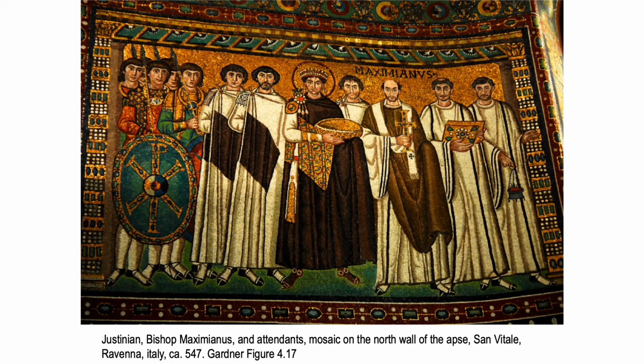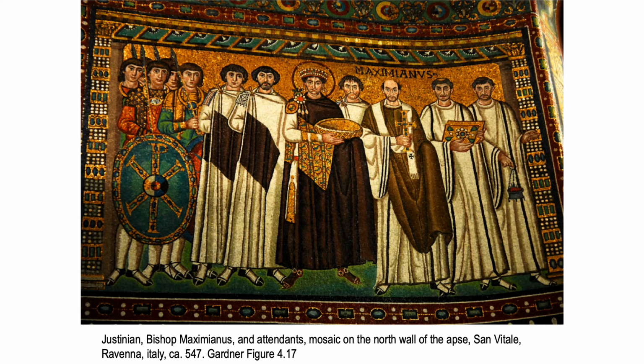You can see here on the mosaic of Justinian, he stands in the center of the mosaic. He wears a brown cloak with a piece of jewelry that attaches the cloak at his shoulder. That is called a, wait a minute, it'll come to me. I can't remember right now. We'll come back to it.